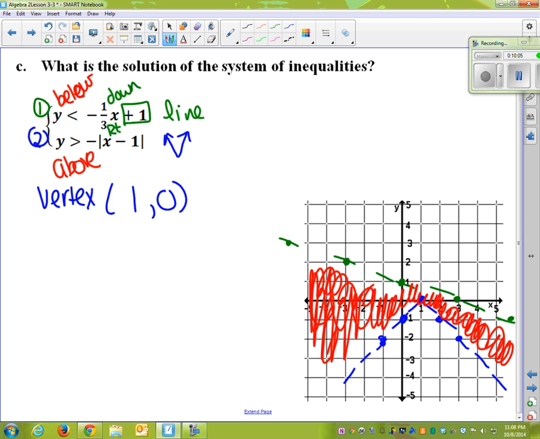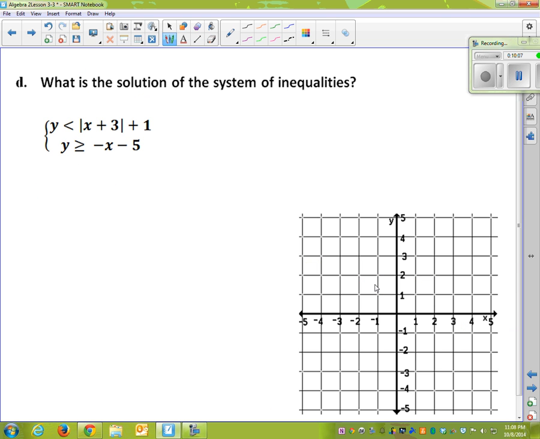All right, let's give you a chance to try one. Here are your two equations, absolute value on the top, a line on the bottom. Go ahead and graph each one, push pause while you do the work, and then resume play to check your answer.